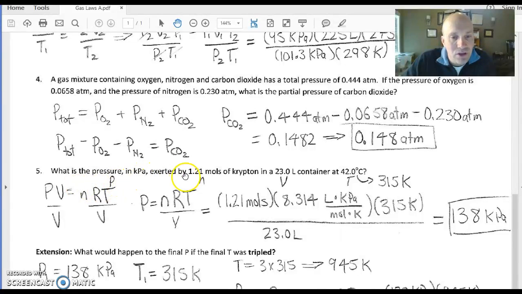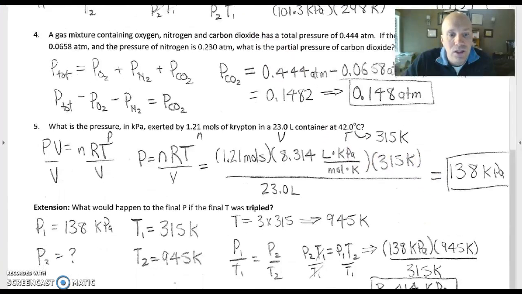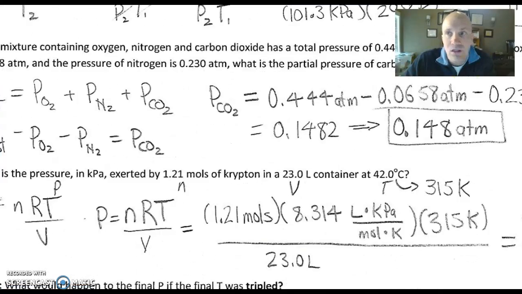All right. Question 5. What is the pressure in kPa exerted by this? Notice there is no mention of change going on. So this is a PV equals nRT. We get the pressure by itself. Notice that the R value that we get, we choose because it asks us to get our answer in kPa. So we choose the one that's got kPa, and we round our number to 3 sig figs, which gives us this right here.